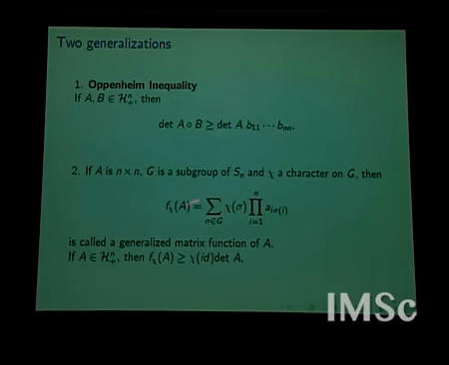So this is a generalized matrix function defined here. You have a subgroup of the symmetric group and a character, and then you define this. And this result is again attributed to Schur, that this is dominated by chi of identity times the determinant of A. And in particular, if G is the whole group, Sn, and chi is irreducible, then this has been called an immanent. And so Schur proved that the immanent is greater than or equal to this chi of identity times the determinant.